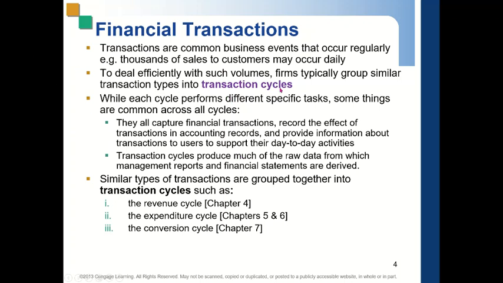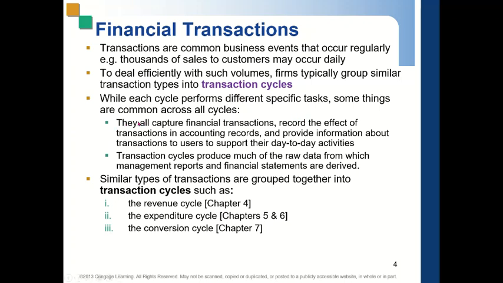So there will be different transaction cycles that we identify and that we'll talk about in this course. And they are different because of the nature of the transactions that they group together. The expenditure cycle groups together transactions that pertain to, for instance, us acquiring whatever we need to acquire in order to produce our product, and the conversion cycle groups its own transactions. But even though there are differences, there will also be similarities.